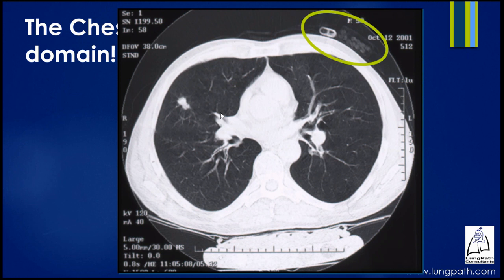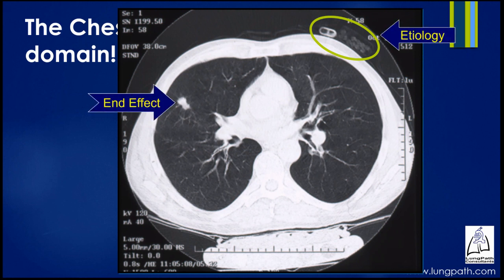In fact, this is a package of cigarettes and a lighter that the patient took into the CT scanner. And this is the end effect of smoking. This is a lung cancer. So I really can't emphasize enough that the more you look at CT scans, the more you're going to appreciate that they are the gross evaluation of the lung today. If you look at gross autopsy lungs, you learn a lot. You look at CTs, you learn a lot.